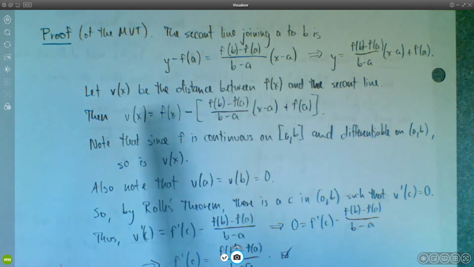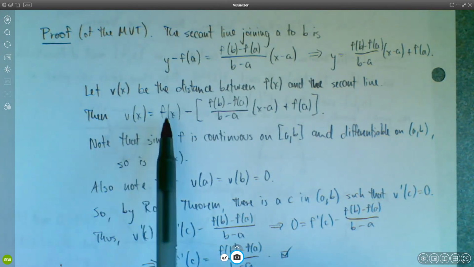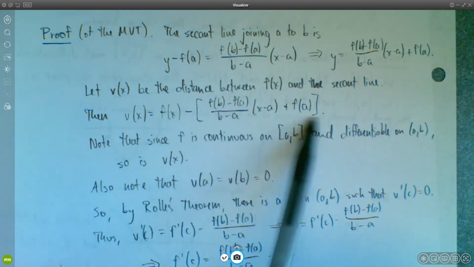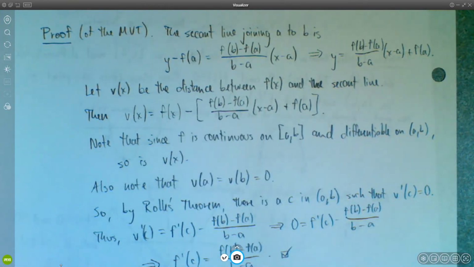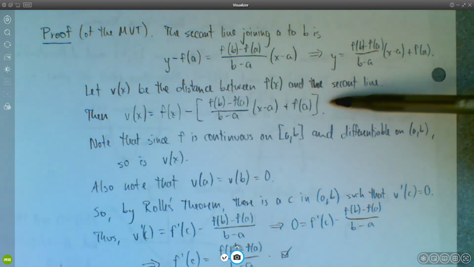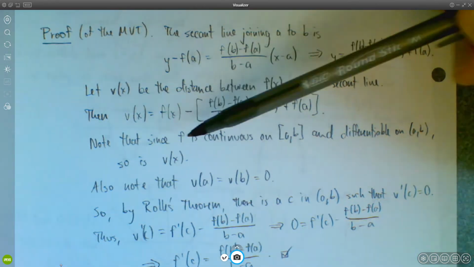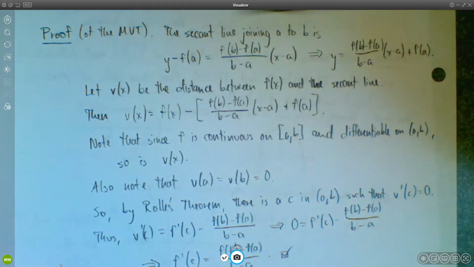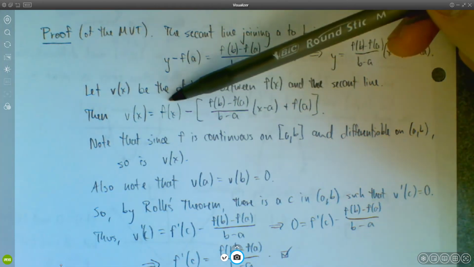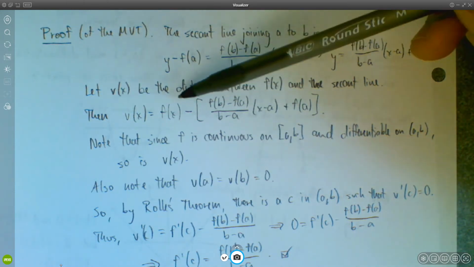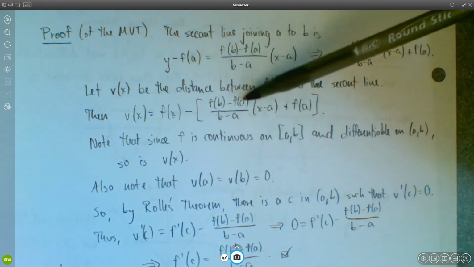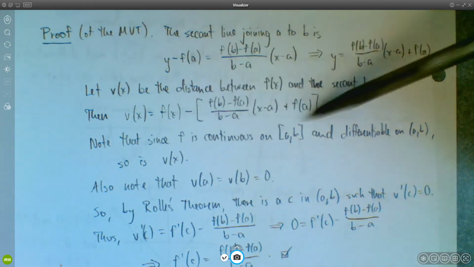Okay, then v of x is f of x minus the secant line that we just came up with up here. Now, what can we say about v of x? Well, we know that f is continuous. So f is continuous, and therefore v must also be continuous, because v is just the difference of a continuous function and a bunch of other continuous stuff, right?